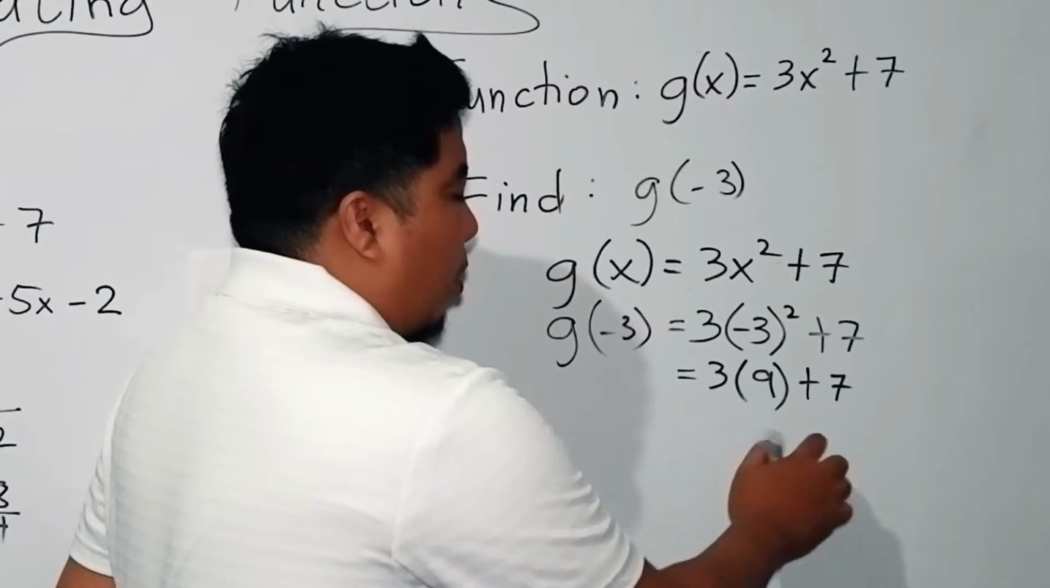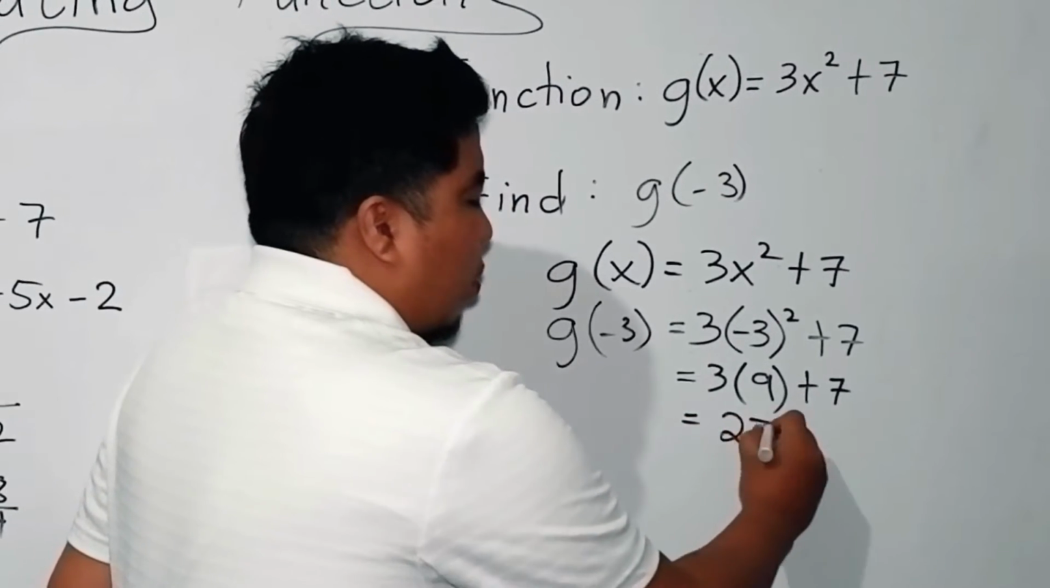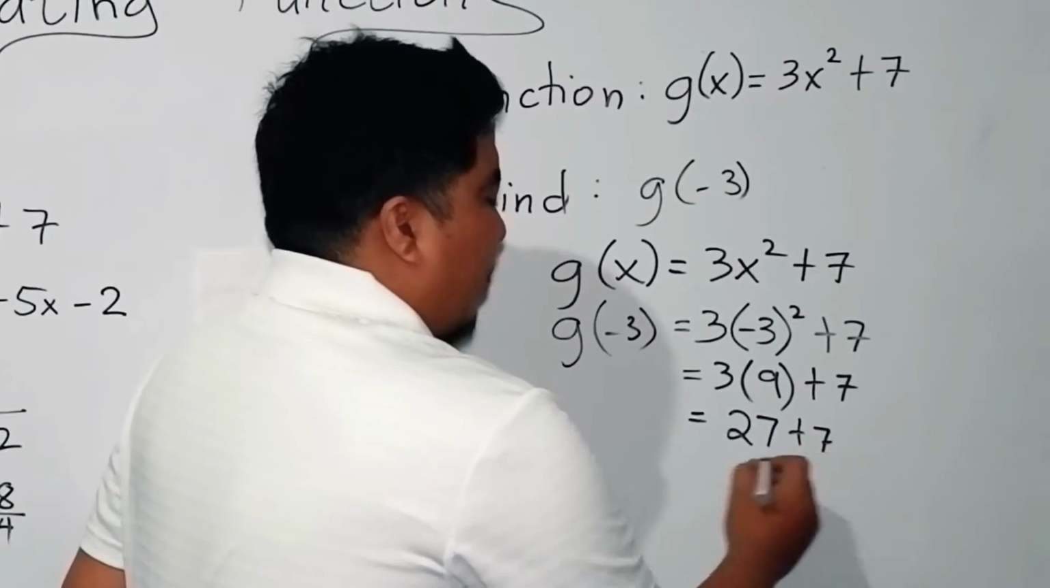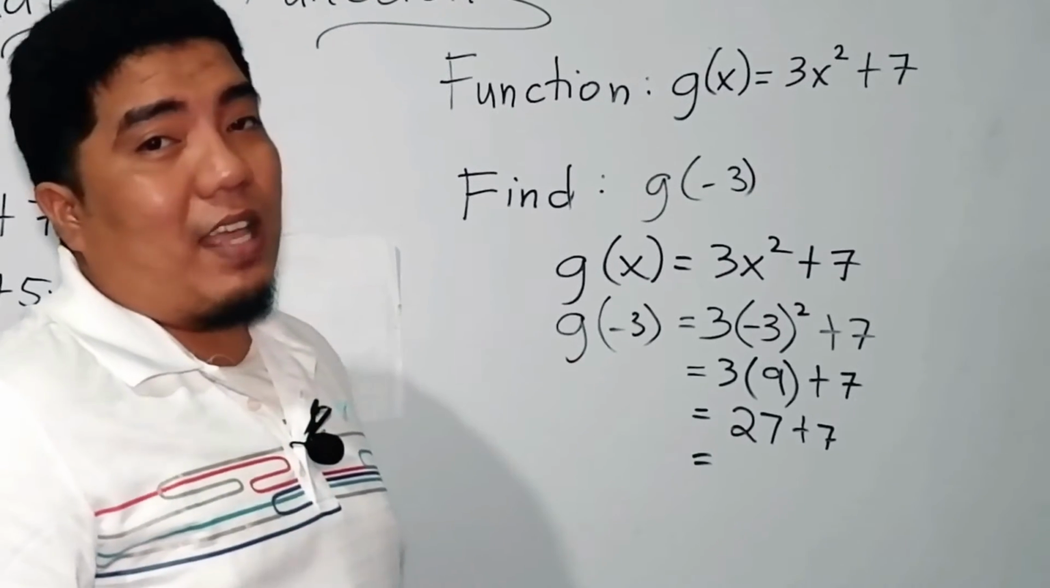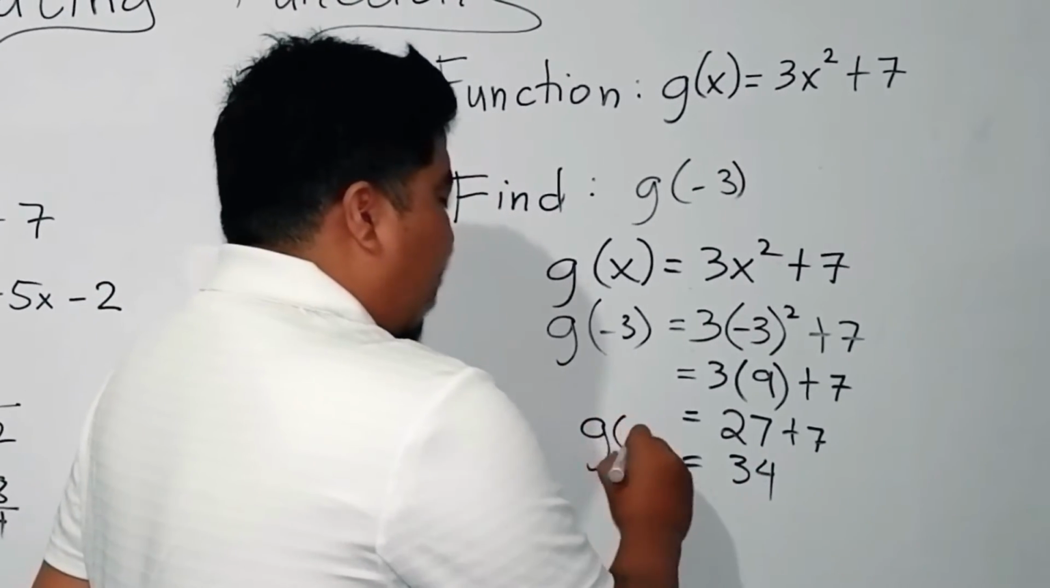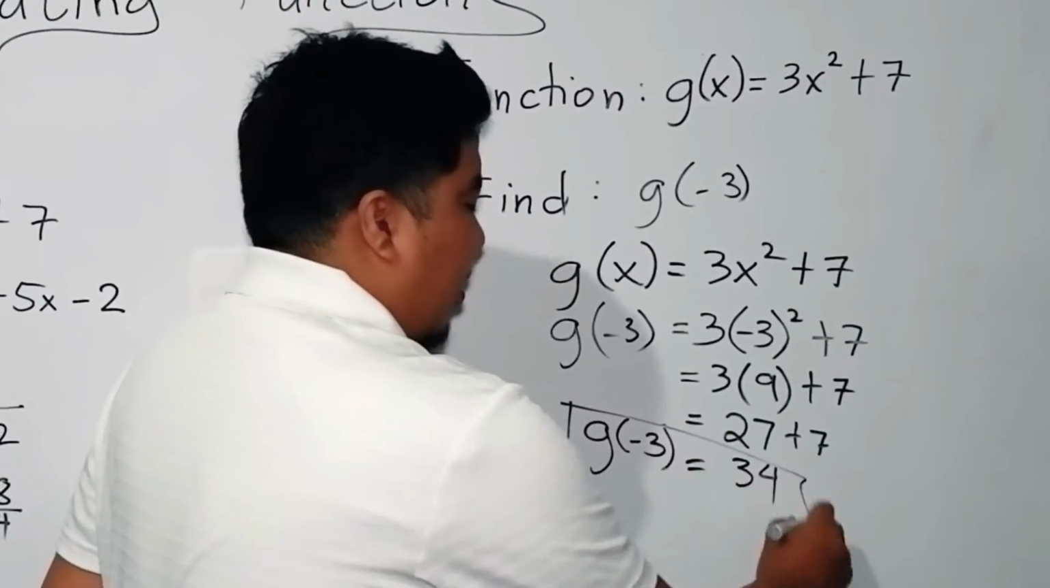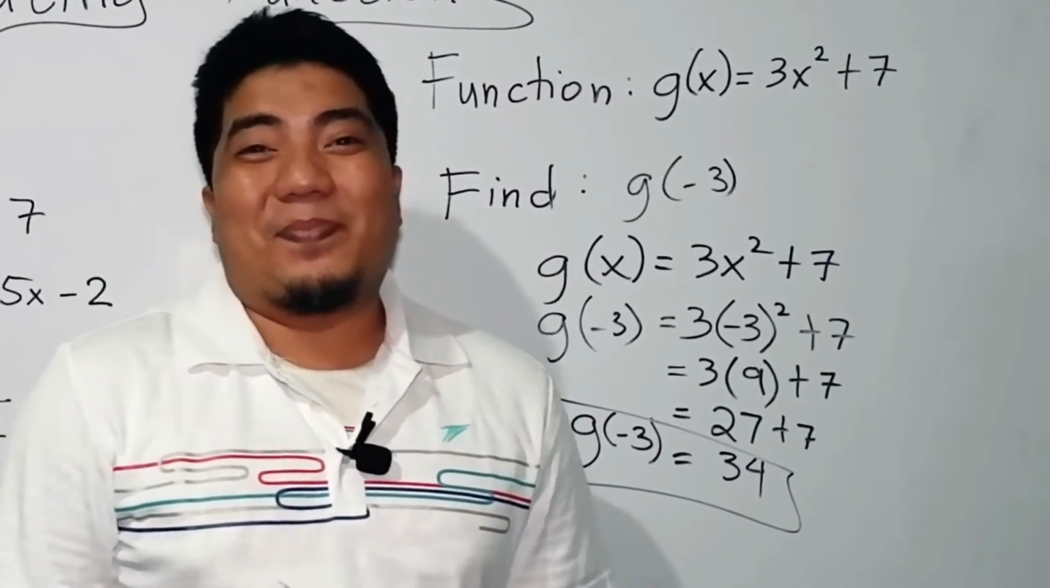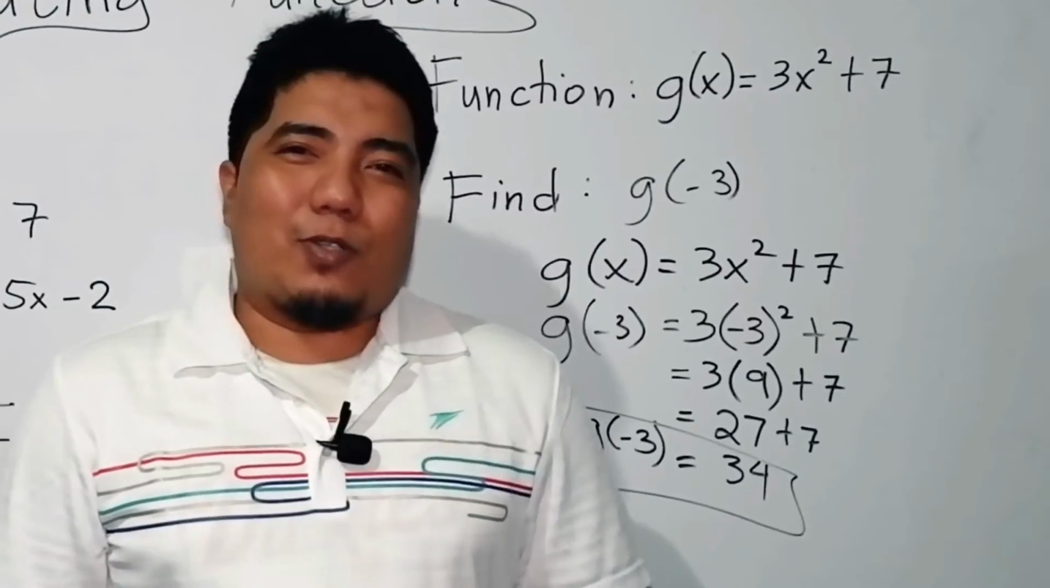Then, what we do is the multiplication. So, that gives us 27 plus 7. And if we add 27 plus 7, that gives us 34. So, our g of negative 3 is 34. Easy, right? Now, let us go to the third example.